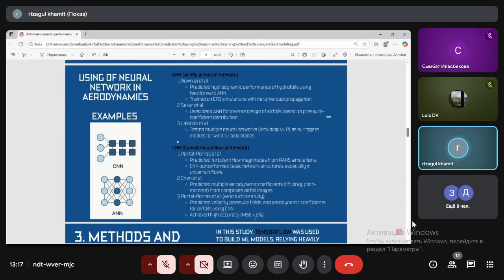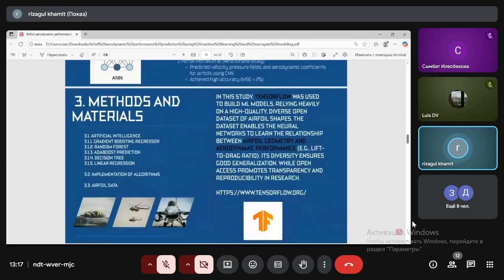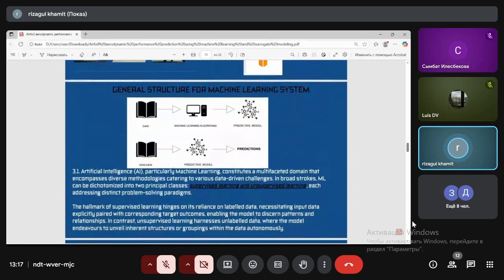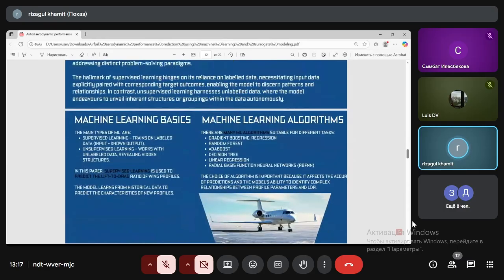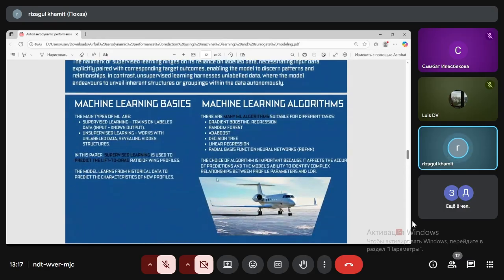The next part of the presentation is about methods and materials. Here I want to say that an important part is about machine learning types. Machine learning has two main types: supervised and unsupervised. Also, in this presentation, I will talk about six types of machine learning algorithms, starting from random forest, gradient boosting, and ending with linear regression.